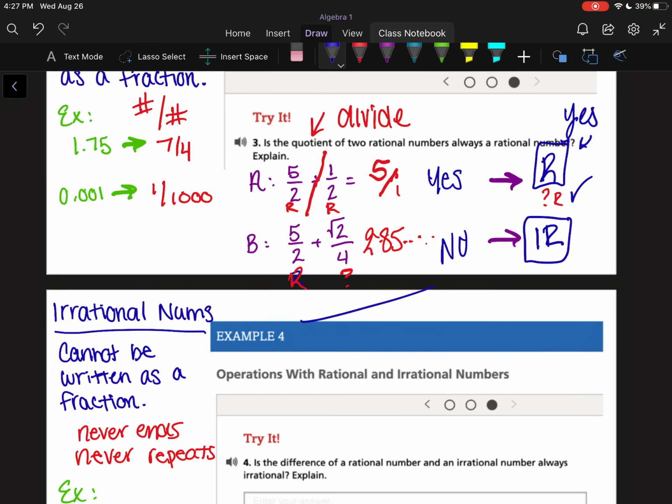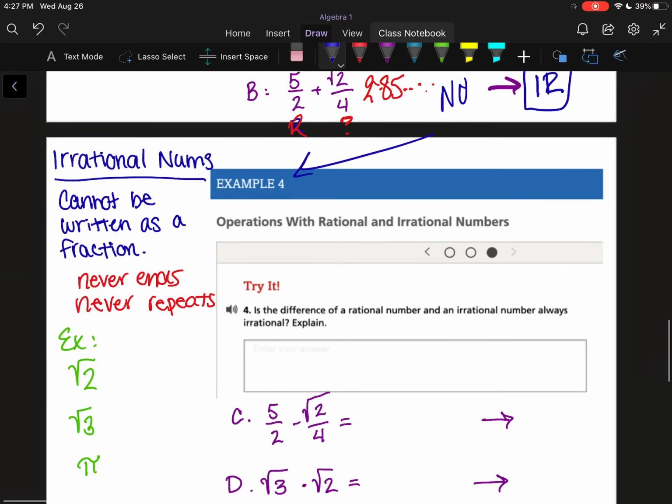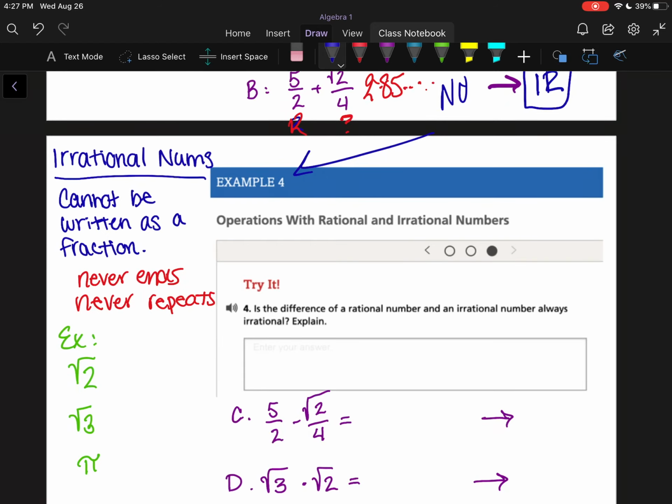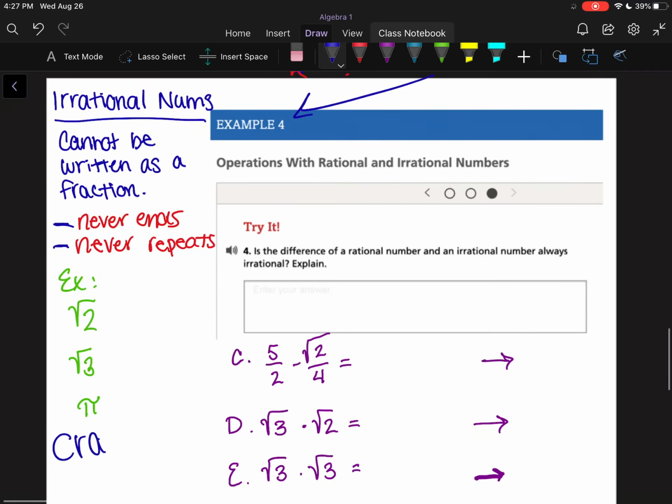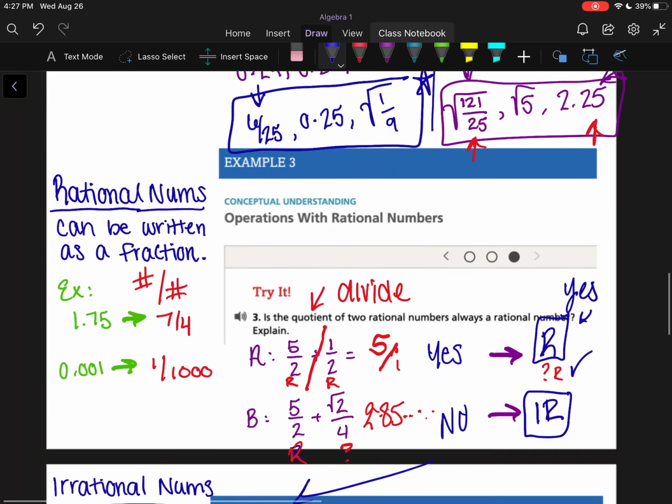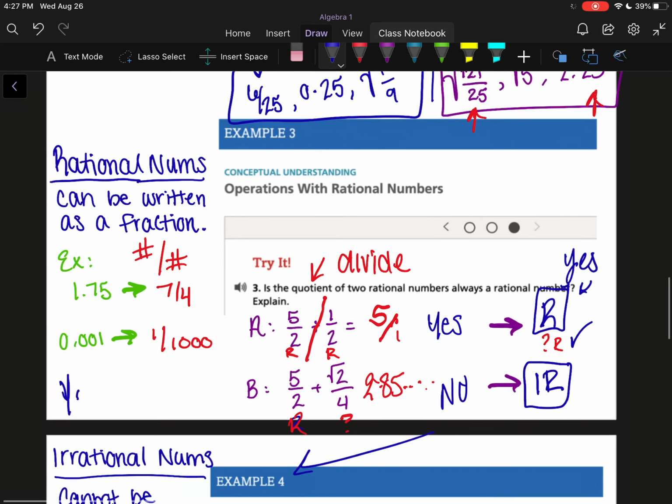And that brings us into our next example. Irrational numbers cannot be written as a fraction. They have decimals that never end and never repeat. I kind of think of irrational like if you say someone's being irrational, they're being crazy. And irrational numbers have crazy decimals. Pause and take those notes. Irrational numbers have crazy decimals. If they're being rational, they're nice and sane. They're nice and neat.